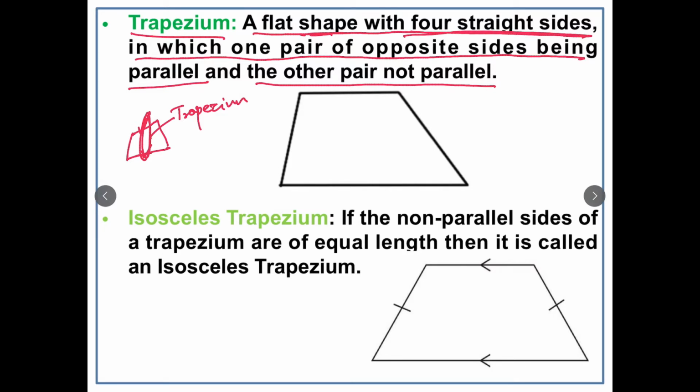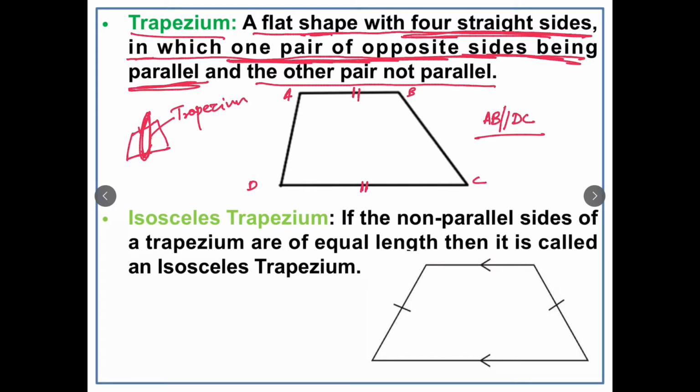That's what the definition says: a flat shape with 4 straight sides. That means the sides should be straight, in which one pair, this is the most important part of this definition, one pair of opposite sides is parallel. Suppose this is, let's name it A, B, C and D. Here these opposite sides AB and DC are parallel. That means AB is parallel to DC, hence ABCD is a trapezium.